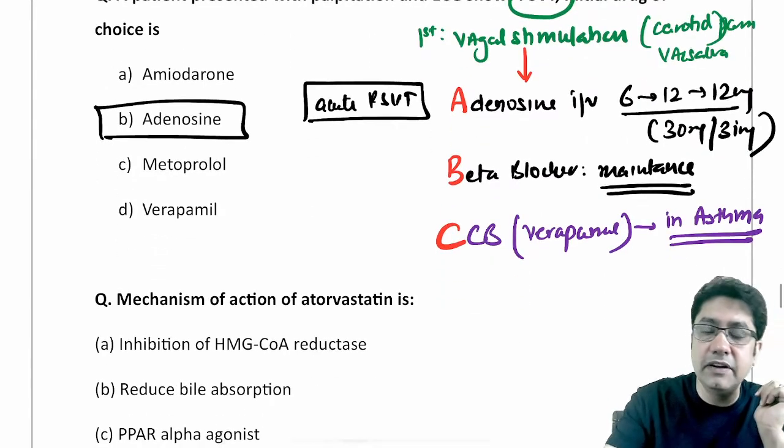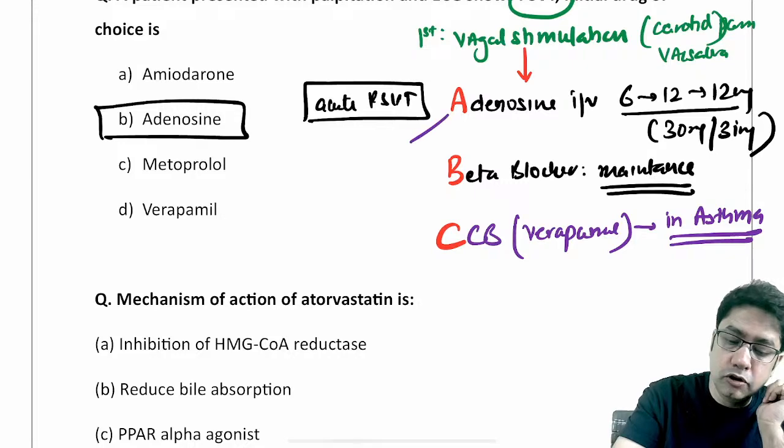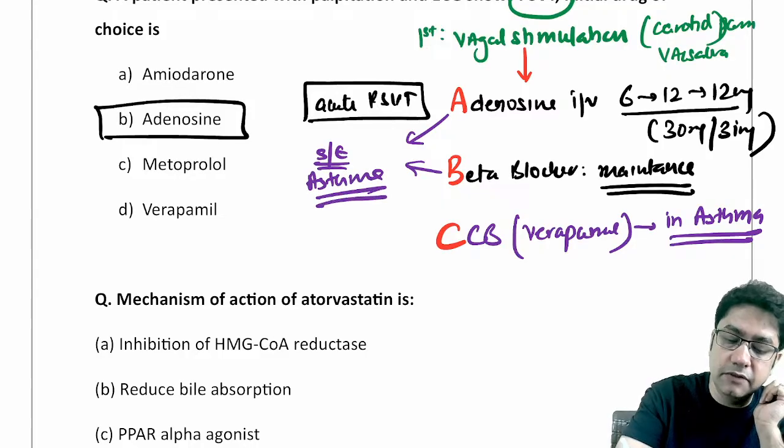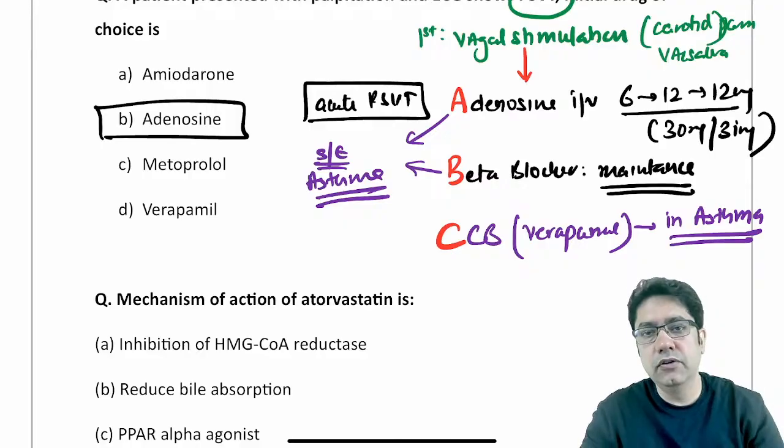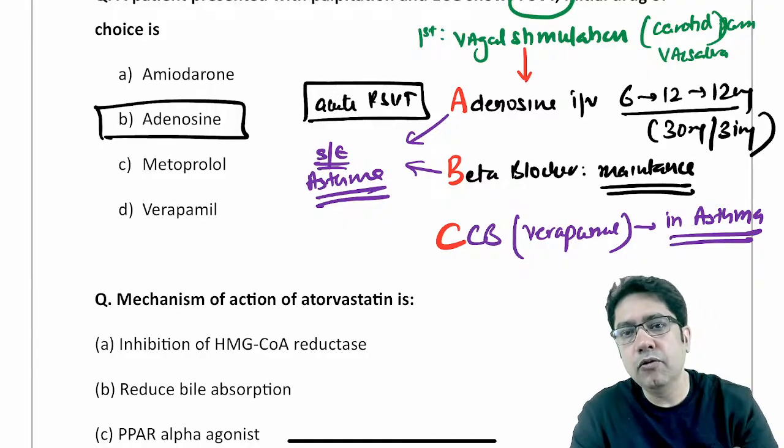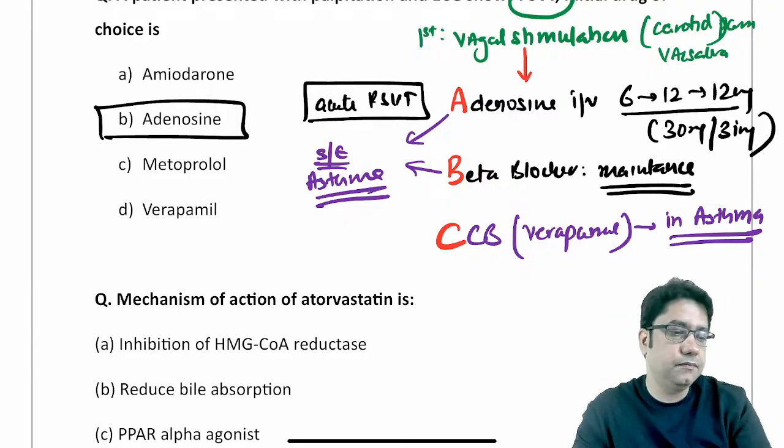In asthma, we give verapamil because both adenosine and beta blockers have a side effect of asthma. They are contraindicated in asthma. The first two drugs are contraindicated in asthma. So in asthma, the only drug to be given is a calcium channel blocker.